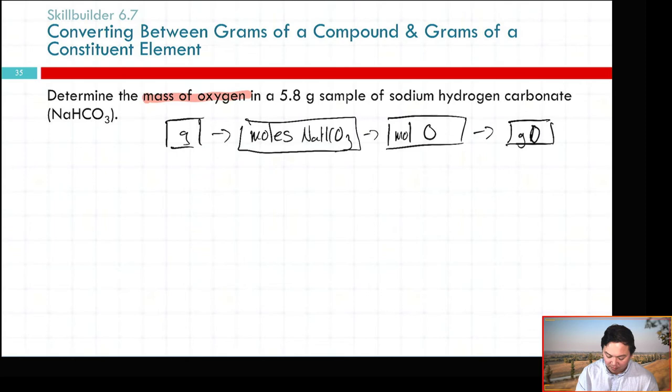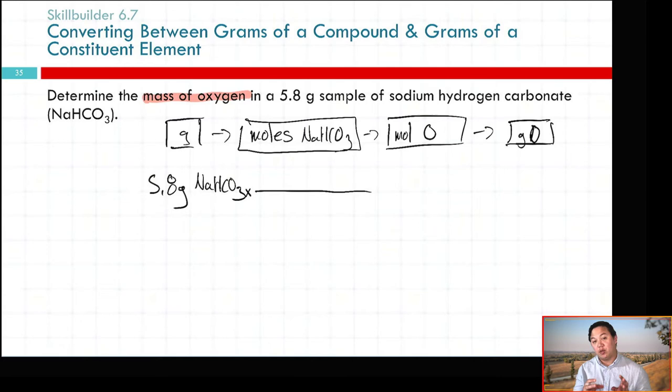So we've got 5.8 grams NaHCO3. Some of these things get just so long. Okay, so now we need to convert it to moles. This is where I said before, instead of doing this stepwise, going from grams to moles, saving that number, and then separately going from moles of sodium hydrogen carbonate to moles of oxygen, we can line all of these things up and do all of the math at the end.